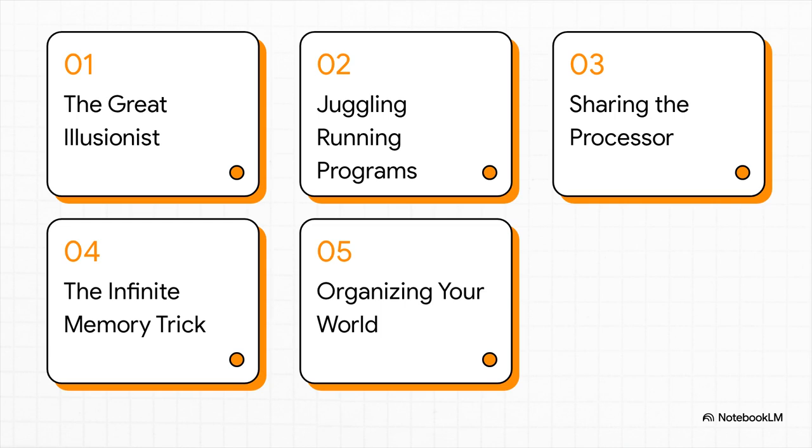So, here's the plan for today. First, we'll look at the big picture of what this great illusionist really is. Then, we'll dive into how it juggles all your running programs. After that, we'll see how it shares the processor. Then pull off the infinite memory trick. And finally, we'll see how it organizes and protects your entire digital world.